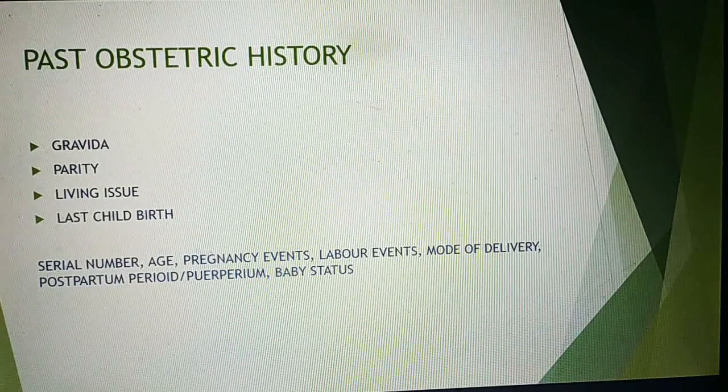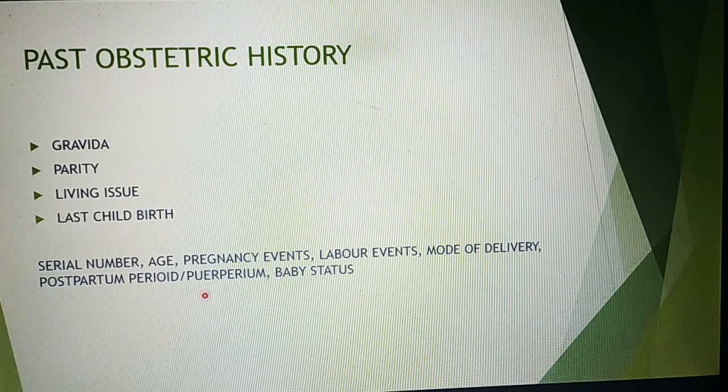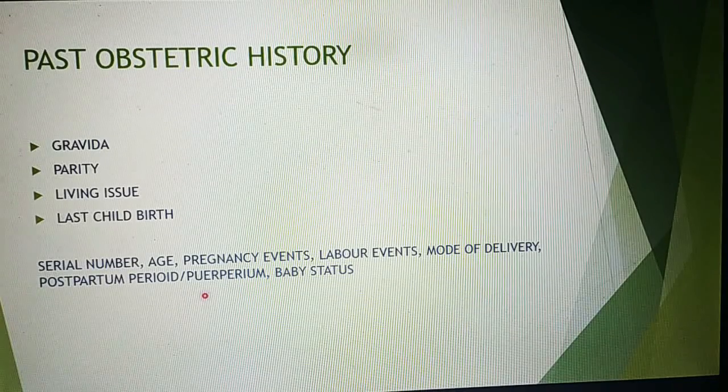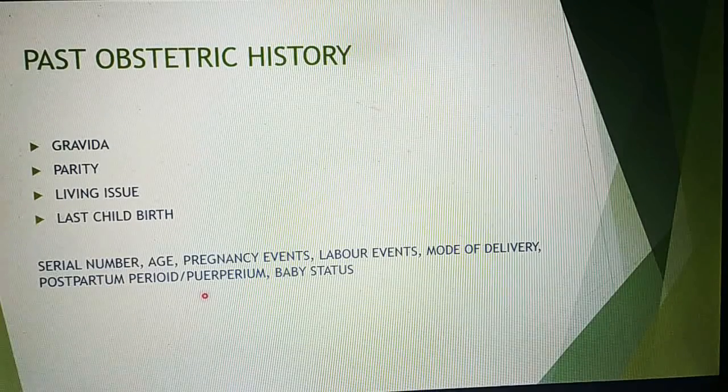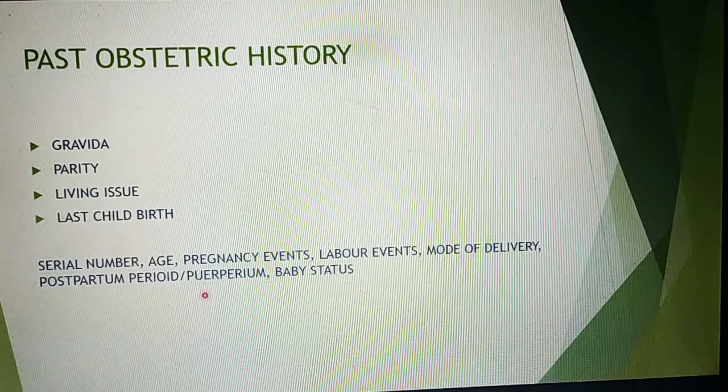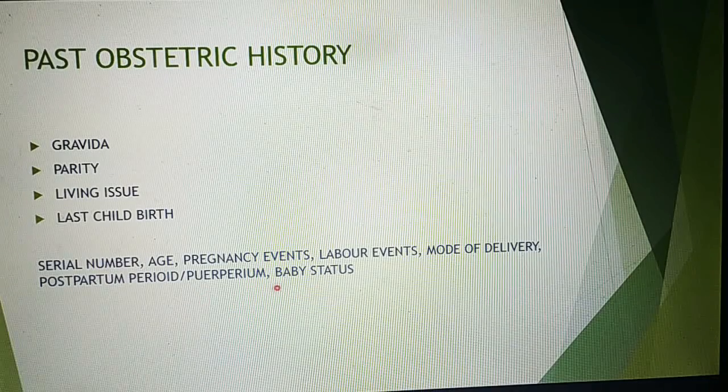Next, history of the postpartum period or puerperium: is there any complication like PPH, sepsis, non-union of episiotomy, puerperal sepsis, puerperal pyrexia, any breast complication or urinary tract complication, number of hospital days, intake of anti-D immunoglobulin, etc. Then you should record the status of the baby for that pregnancy.